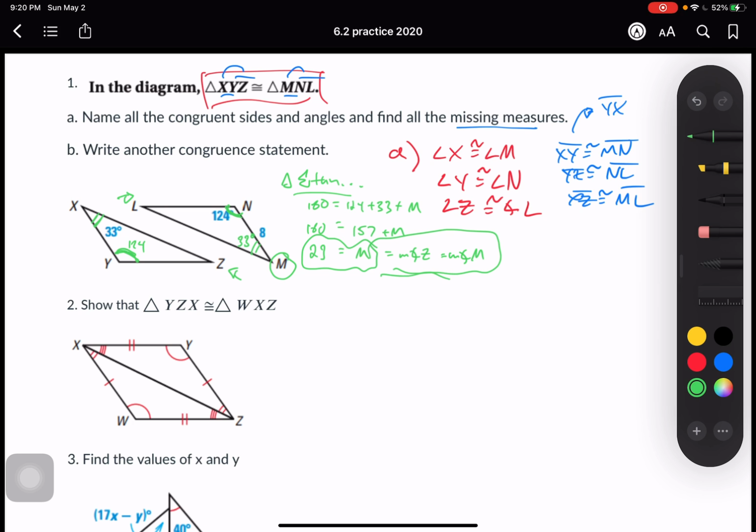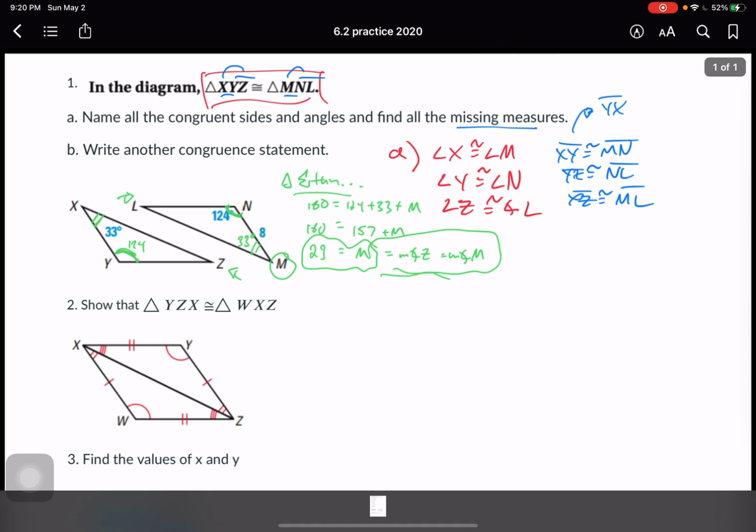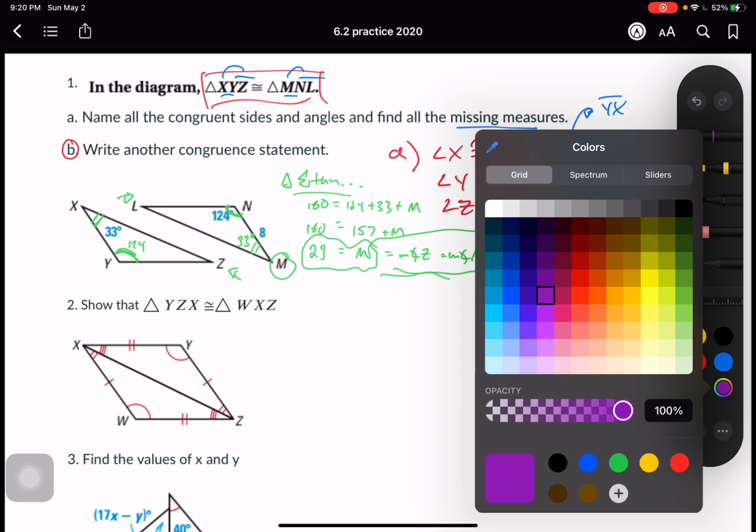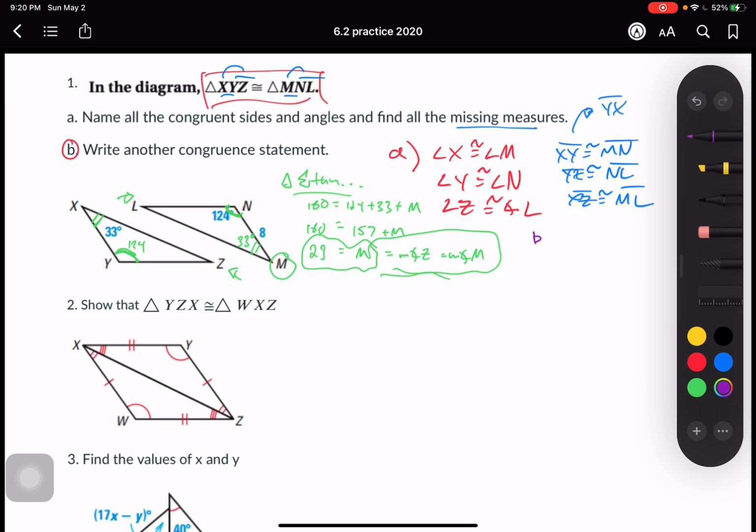Alright, write another congruent statement, B. Oops. So for B, running out of colors. So when they say write another one, that means I actually just change the order, which I can. Change the order around, that's fine. Just make sure that they're lined up correctly. Let's go ahead and finish this up so that we don't make any silly mistakes.